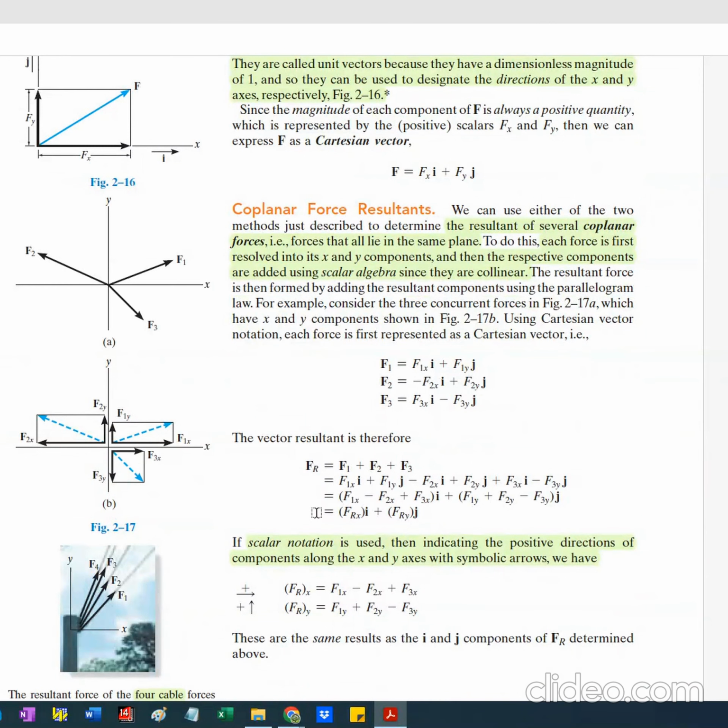So you can get the resultant by just adding the x-axis components, the multipliers of the i unit vector, and then you do a separate addition of the multipliers of the j unit vector, and those two will be the resultant. If you want the magnitude, use the Pythagorean theorem. You just take the square root of Frx squared plus Fry squared, and it will be the magnitude.